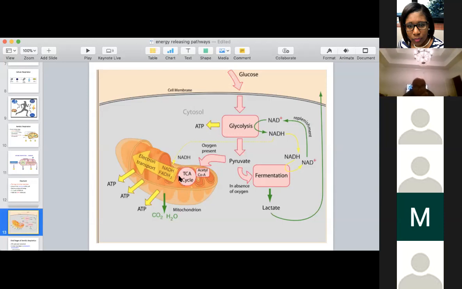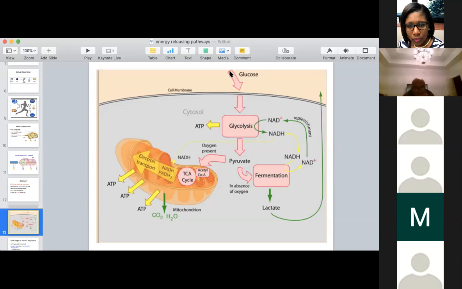We have the Krebs cycle. The name of this cycle changes depending on what literature you're using, but it can be either the citric acid cycle, the TCA cycle, or the Krebs cycle. It's all the same. So the citric acid cycle takes place, and then the electron transport system takes place. And we end up with a very healthy production of ATP being produced here.